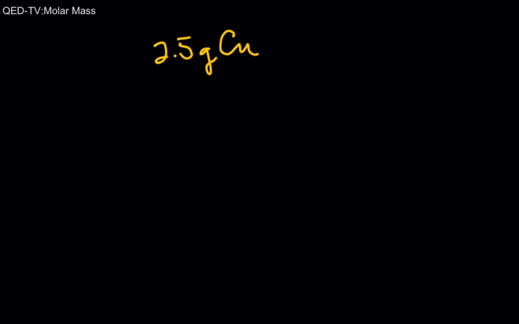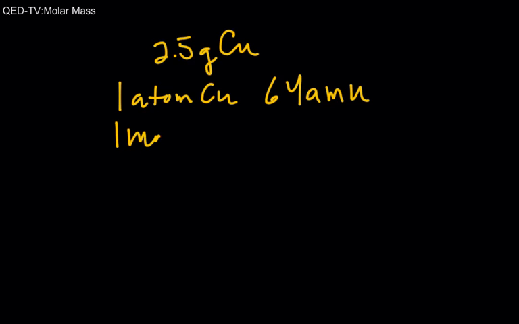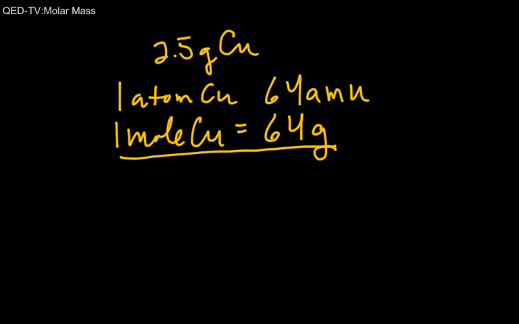Well, if you look up copper on the periodic table, you'll see that an atom of copper, one atom of copper, weighs, if I round it, 64 atomic mass units. So what would 1 mole of copper weigh? Well, it would weigh 64 grams. 1 mole of copper equals 64 grams.